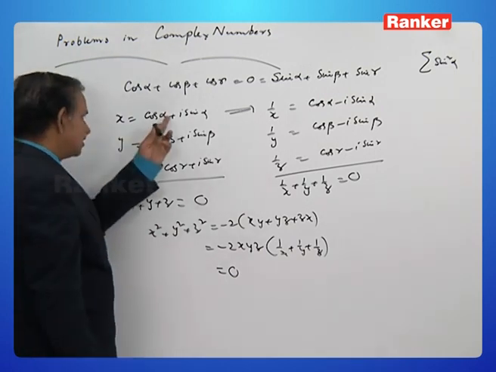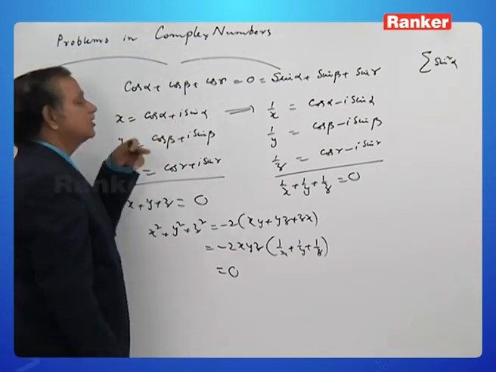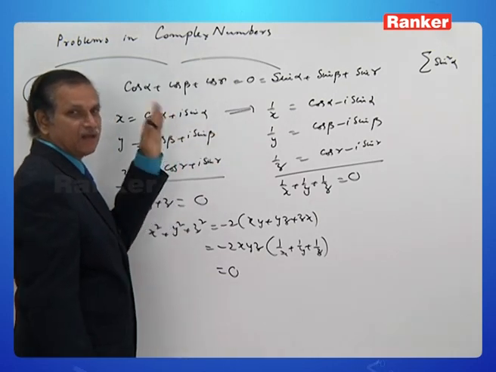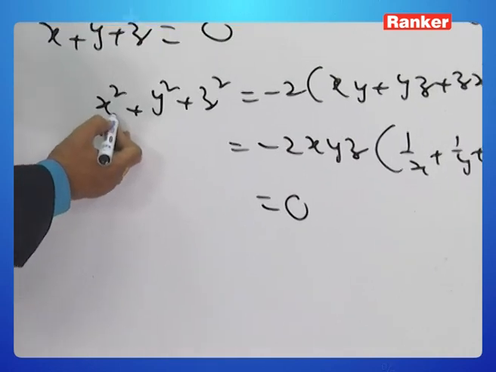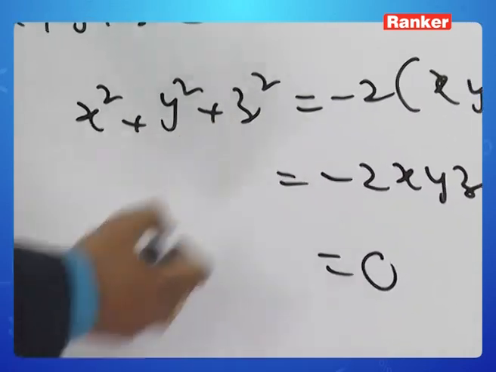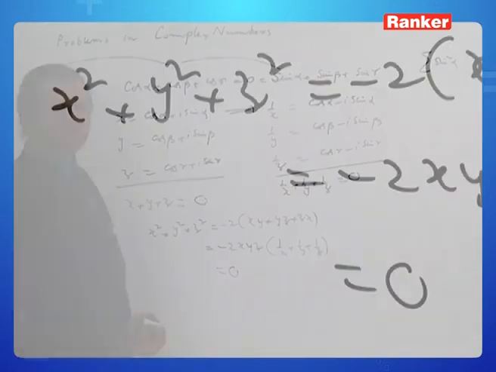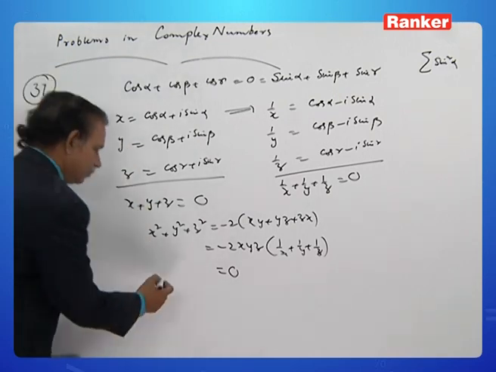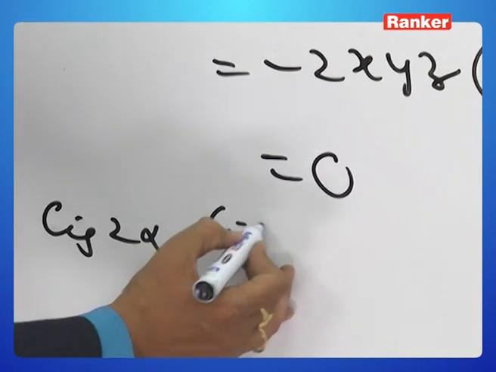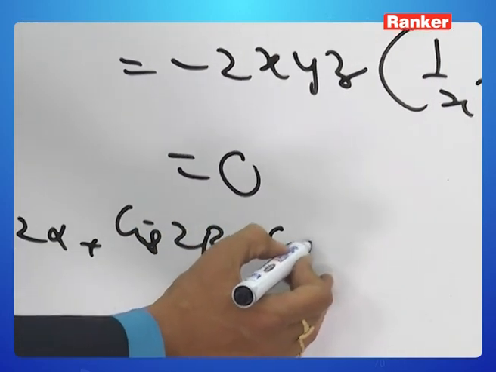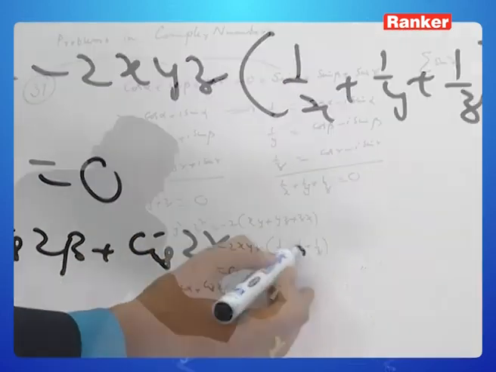What is x? Cos alpha plus i sin alpha. What is x square? Cos alpha plus i sin alpha whole square. That is cis alpha whole square plus cis beta whole square plus cis gamma whole square is 0. Use De Moivre's theorem. What do you have? Cis 2 alpha plus cis 2 beta plus cis 2 gamma is equal to 0.